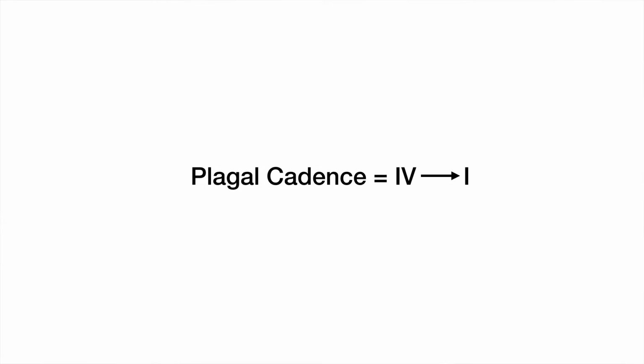There are two other cadences which you'll need to know, but which occur less frequently. A plagal cadence goes from chord 4 to chord 1, and is often called the Amen cadence because it occurs frequently at the close of church hymns. Here's an example.